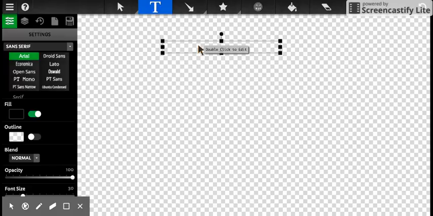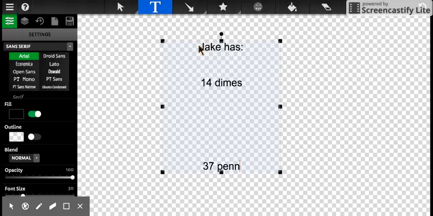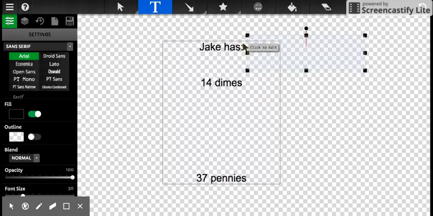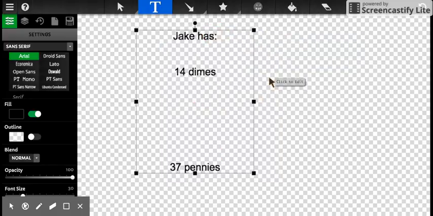It says 14 dimes. Let me write this down here. Jake has 14 dimes and how many pennies? 37 pennies. And what we're going to do here is we're going to decide how much money is all this, if we actually wrote it in dollars with our dollar sign or cent sign. So 14 dimes. One thing you might notice right away when you look at this is that 14 dimes is bigger than 10 dimes.